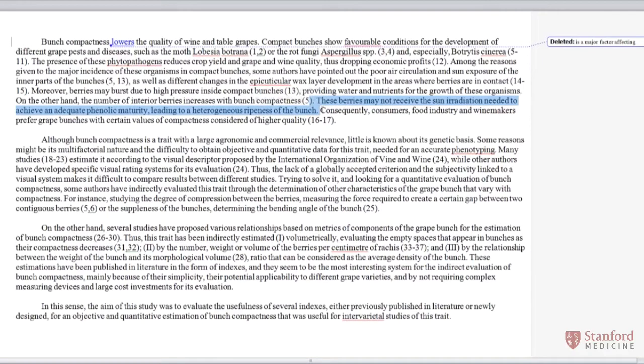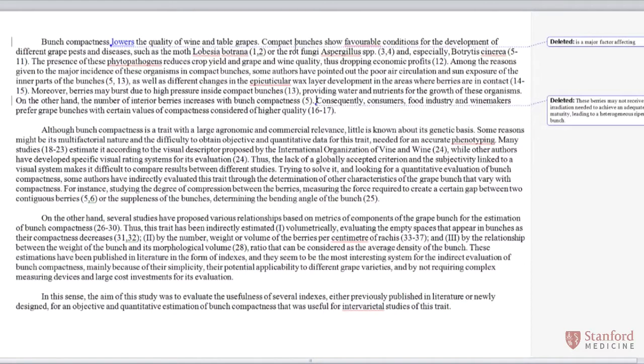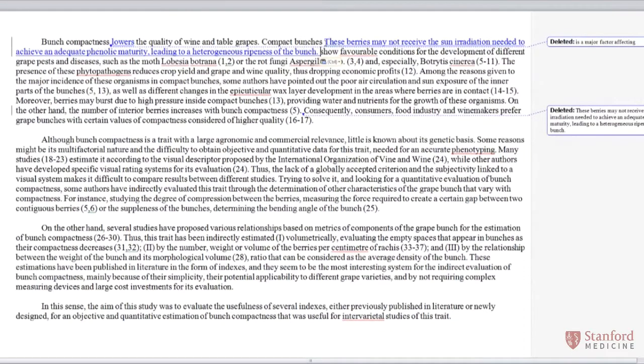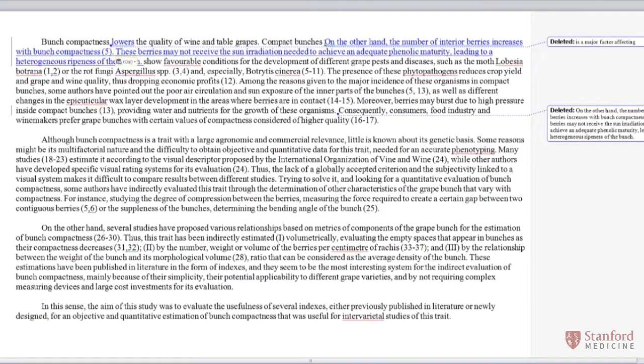So actually I'm going to rearrange the order of those 2 things, because the berries themselves not receiving enough sunlight or bursting inside seems to be the more direct route of reduced quality, and then the pests are a second mechanism. I just think it logically flows slightly better this way, so I'm just going to shift that. So I'm going to start with compact bunches, and the idea here is that the number of interior berries increases as your compactness increases. So I think we'll start with that idea. It also helps the reader to picture exactly what's going on with compact bunches. So let's start right there.